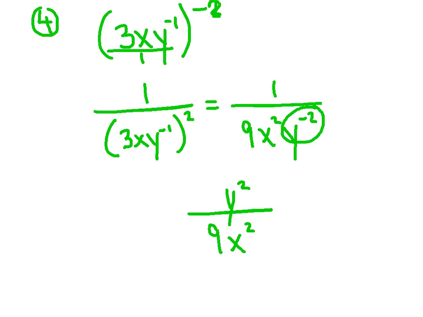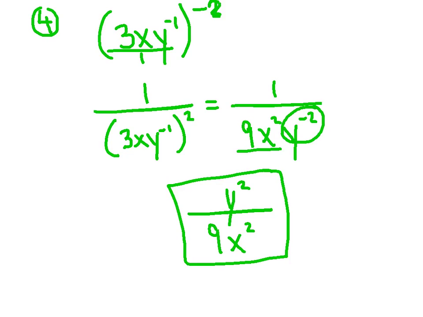That's the only factor that had a negative exponent. Therefore, that's the only factor that I moved. I moved it up to the numerator while leaving the 9 and the x squared where they were in the denominator. Ladies and gentlemen, this here is our final answer.